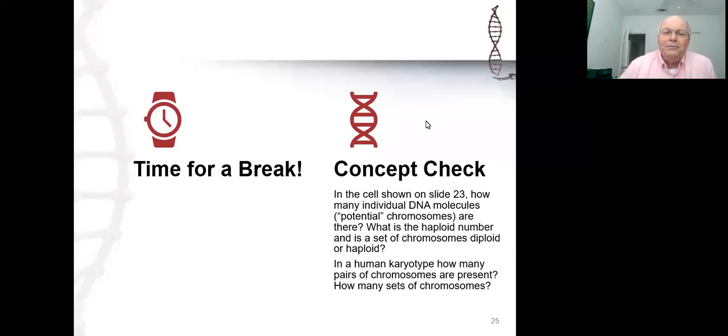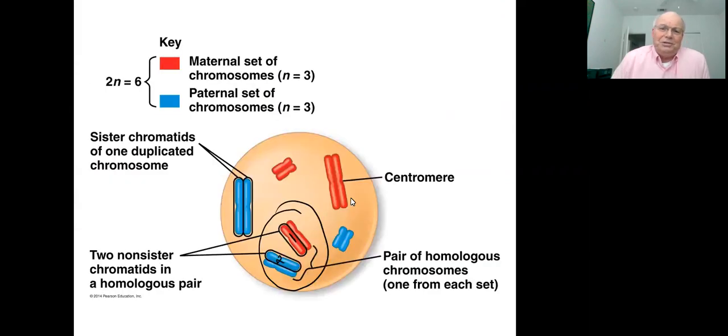So welcome back again. Let's take a look at the concept check questions so that we can move on and talk about the actual way in which meiosis occurs. So in the cell shown in slide 23, how many individual DNA molecules or potential chromosomes are there? What is the haploid number, and is a set of chromosomes diploid or haploid? So this is the slide that we're talking about. So if we look at this, how many potential chromosomes are there?